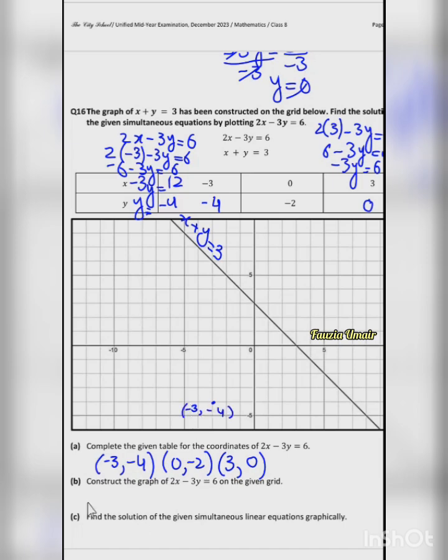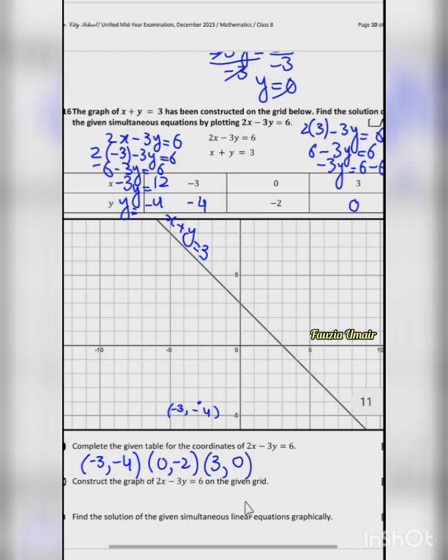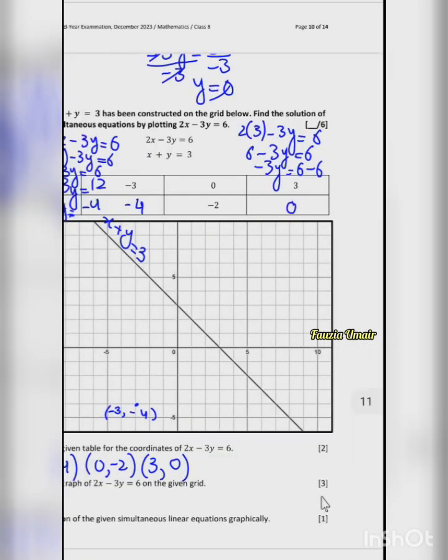Look, part B is construct the graph. So this should be 3 marks, 1 mark for each correct plotting. Marking the point gives you 1 mark. So 3 points you need to plot, so 3 marks for this question. Can you see that? There are 3 marks for the second part.